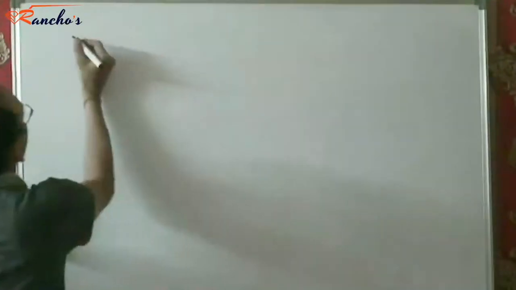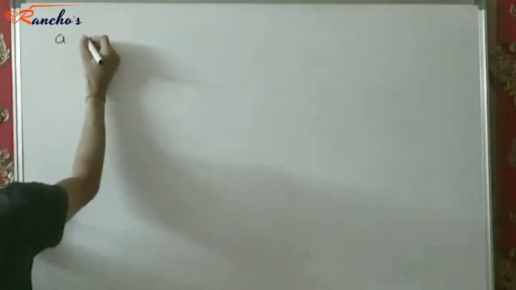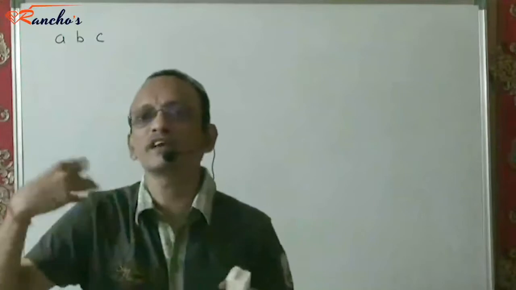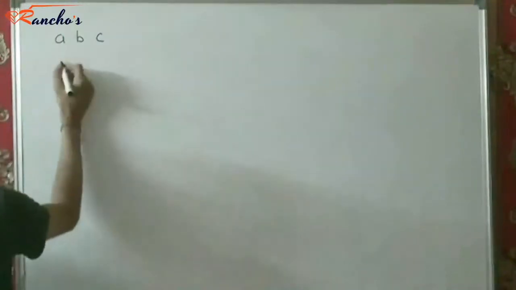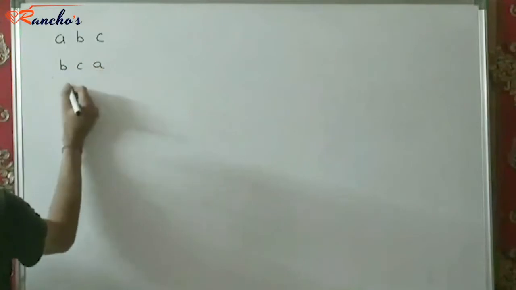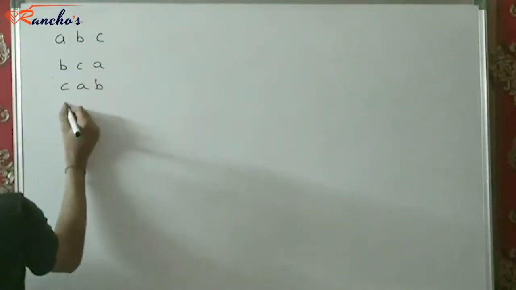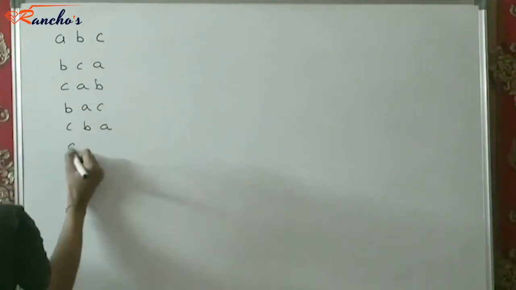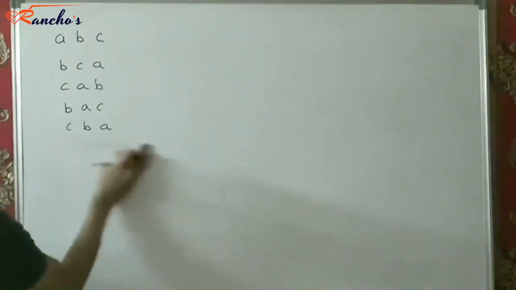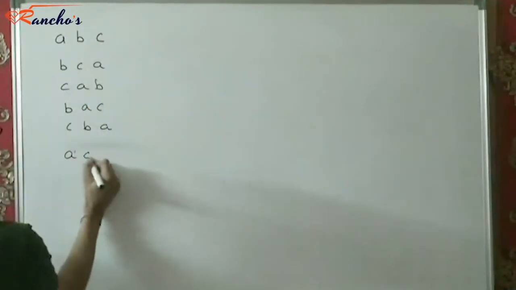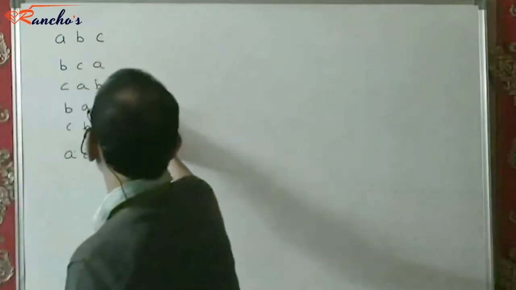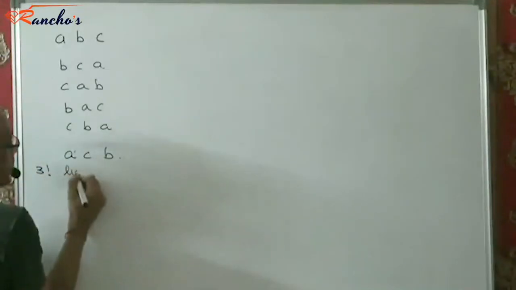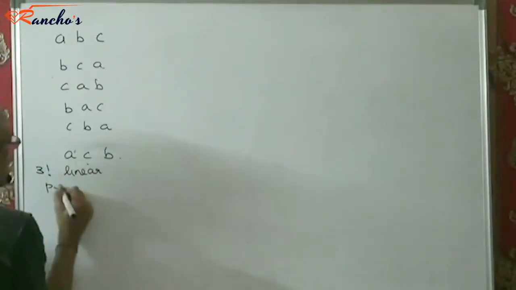For example, if I had three things, say A, B, and C, and I had to arrange them linearly in all possible ways, what are the various ways? ABC, BCA, CAB, BAC, CBA, and ACB. That's 1, 2, 3, 4, 5, 6. There are 6 ways, so 3 factorial ways. 3 factorial linear permutations is what we refer to this as.